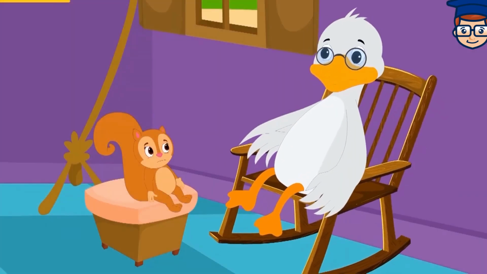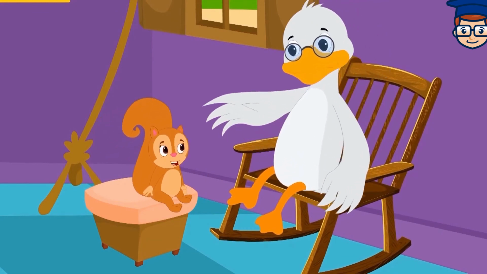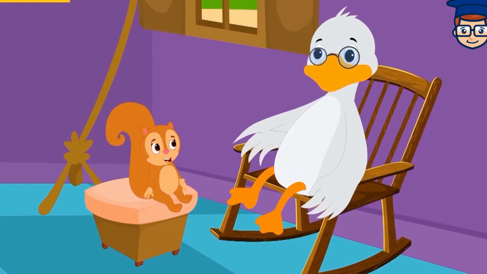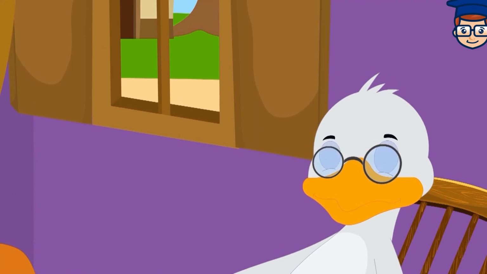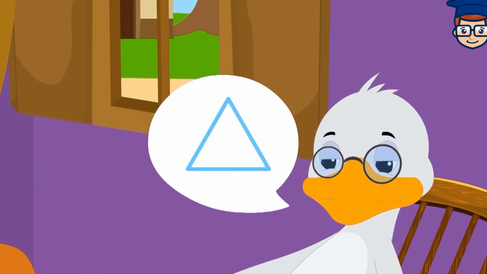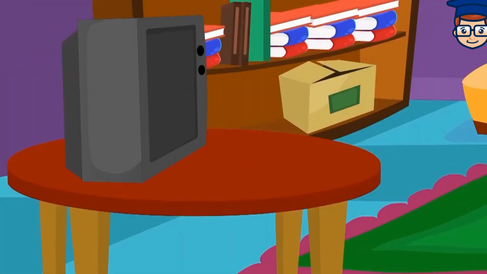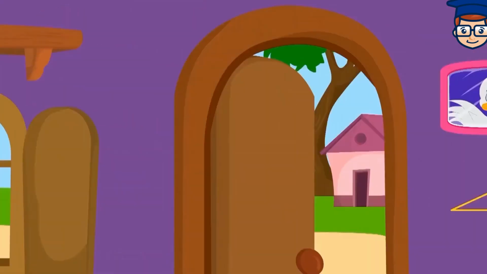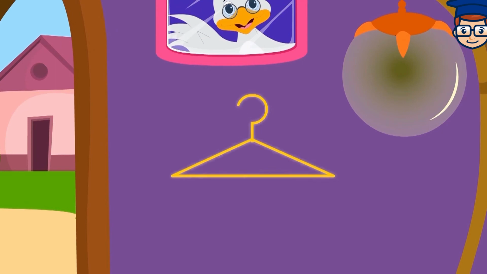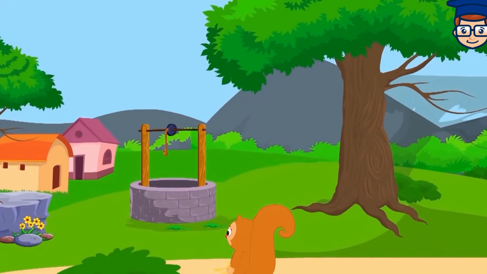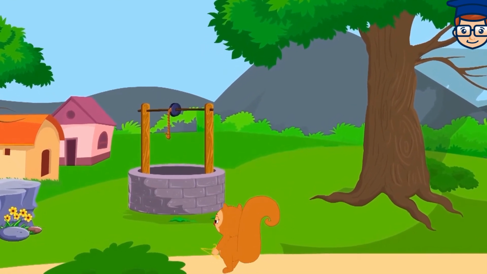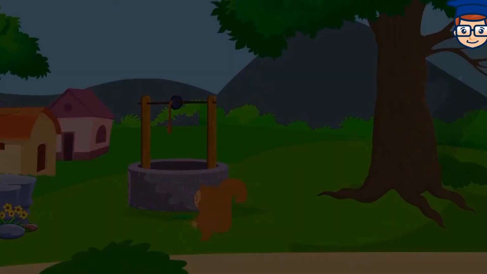Now Uncle said to Chanda that if she wants the solution to the puzzle, then she has to look for one triangular shaped object. Children, can you find such an item in Uncle's house? Oh wow, kids! You found it! Now Chanda reached the well along with the hanger.